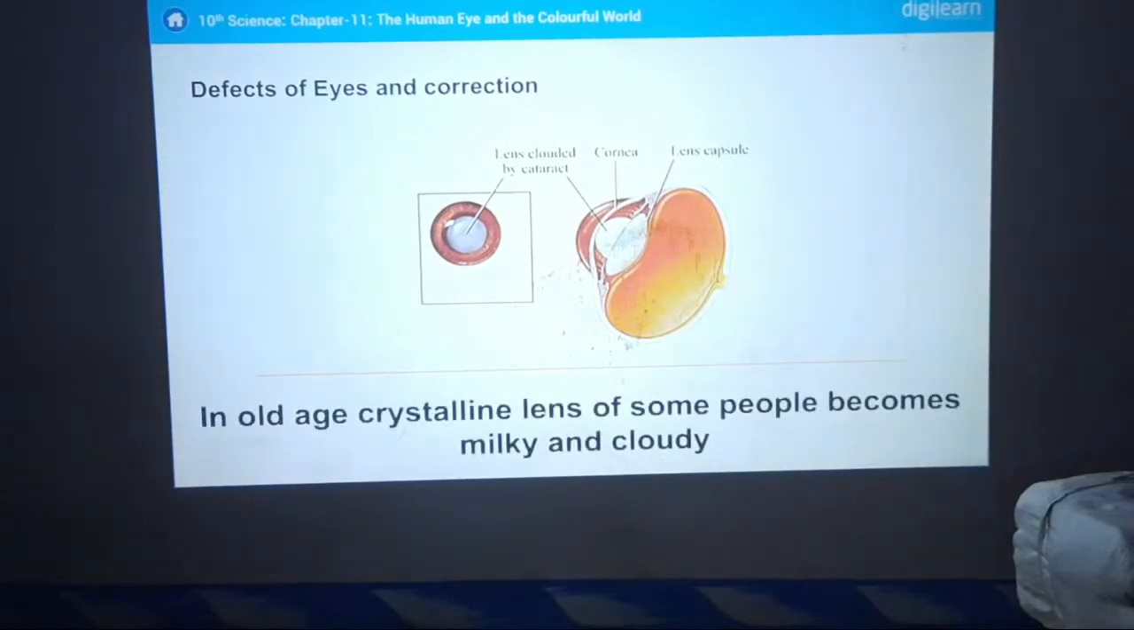Cataract. In old age, the crystalline lens for some people becomes milky and cloudy. This reduces the vision in old age. Cataract can be cured by eye surgery. Sometimes, an artificial lens is also transplanted during cataract surgery. This is called intraocular lens transplantation.